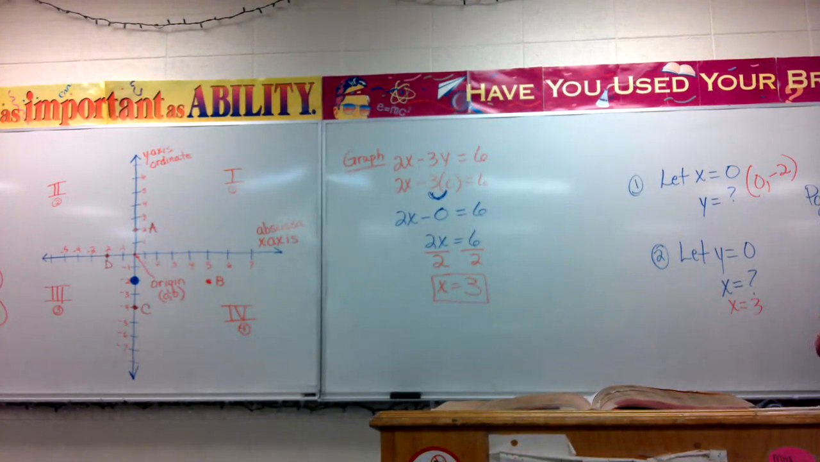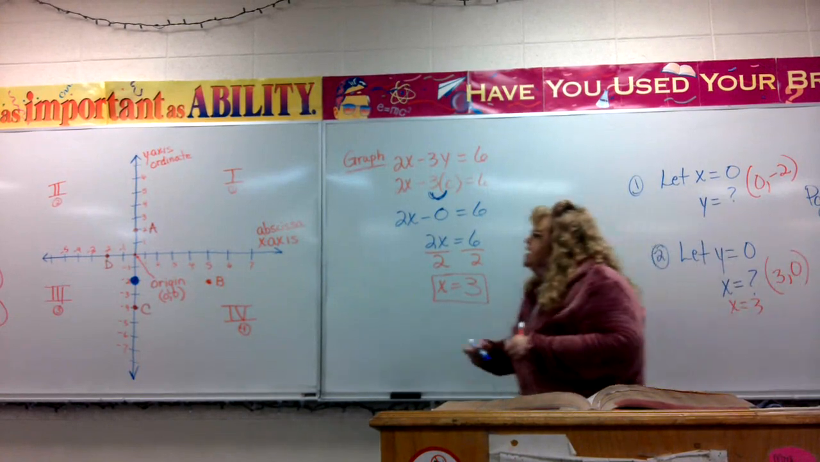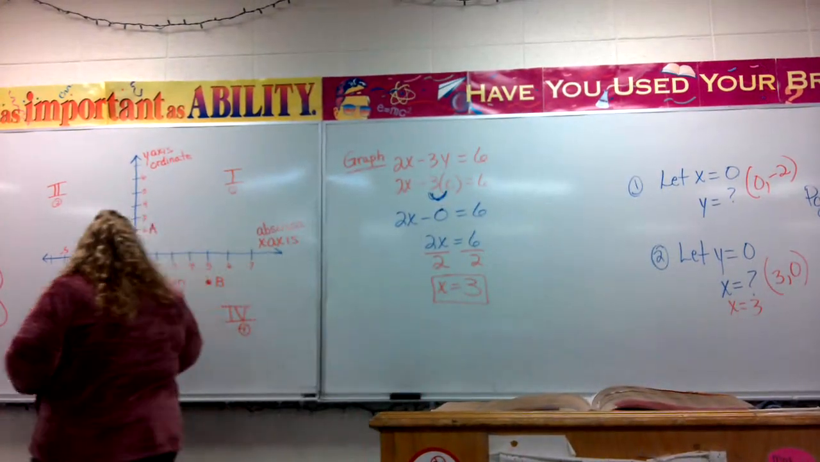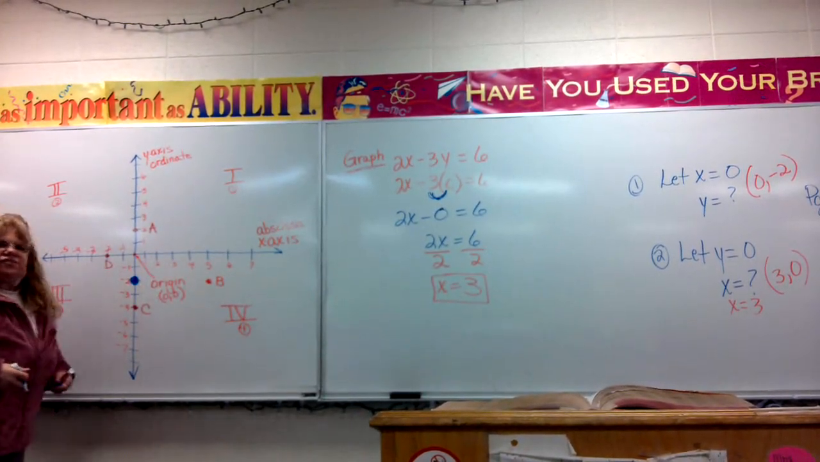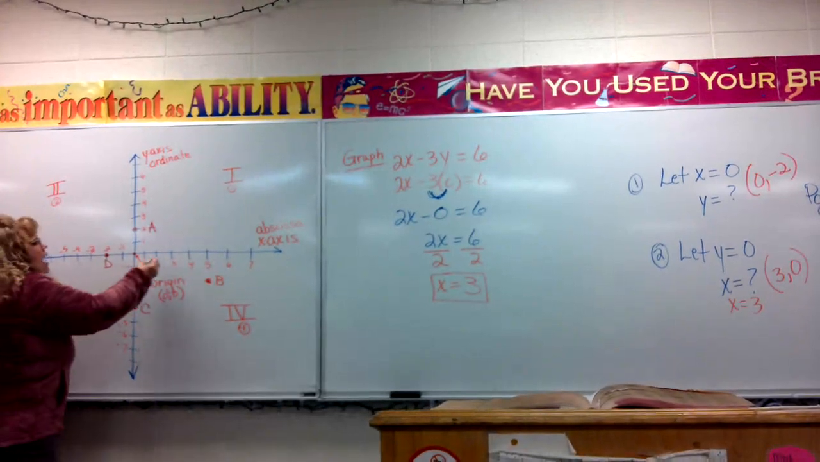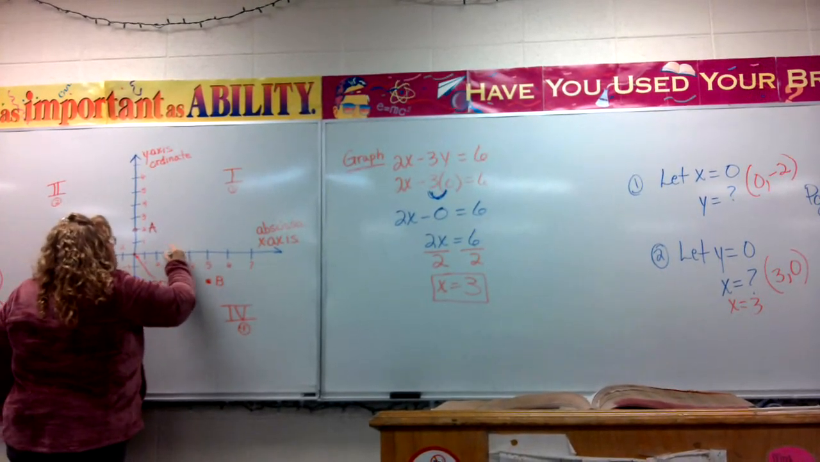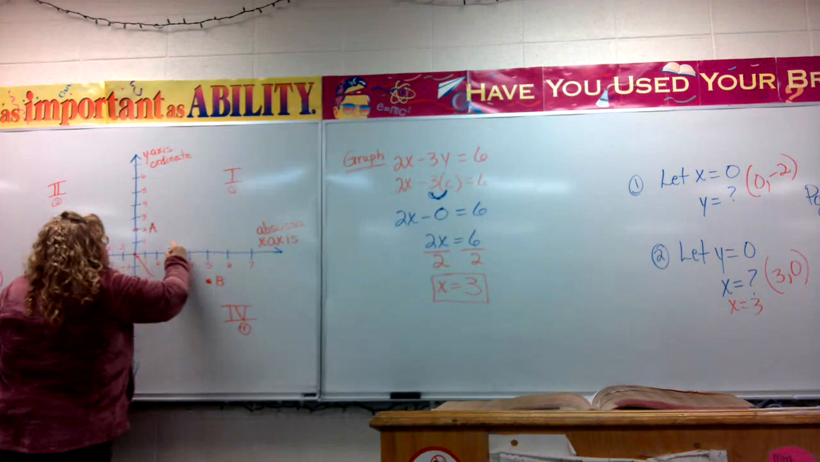But remember, in your ordered pair, the x goes first, right? So x is 3 when y is 0. That's another point on your graph. X is 3, y is 0. Which way do I go? 3 units to the right, and 0 up or down. That would be my other point.